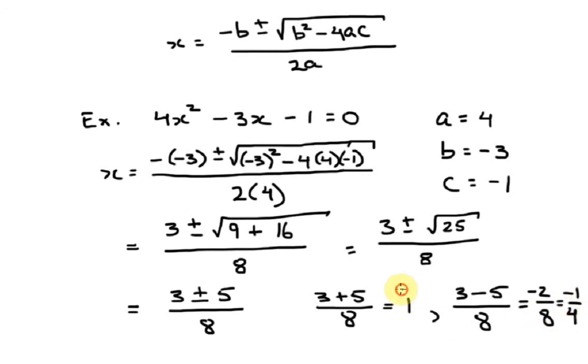So you should work out what your solutions are. There's 1 and negative 1/4. And that's where I'm going to stop with our first look here at the quadratic formula.